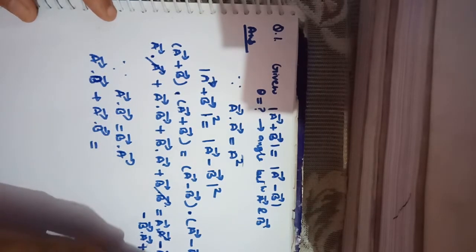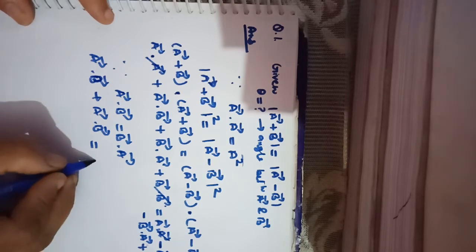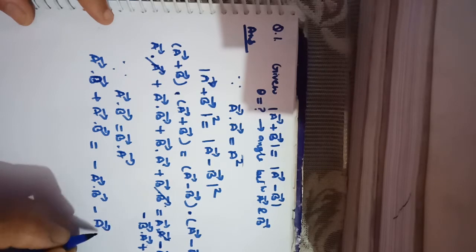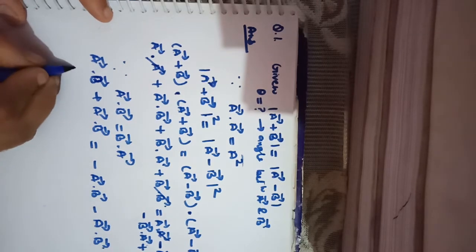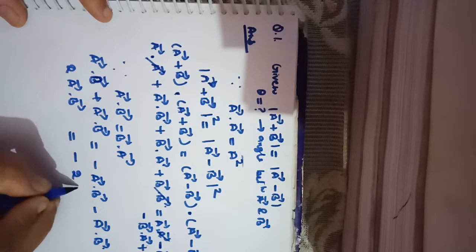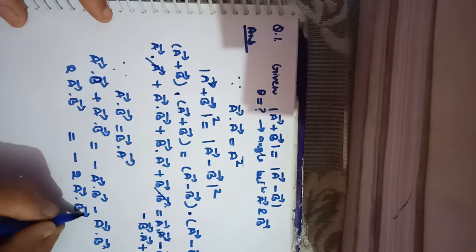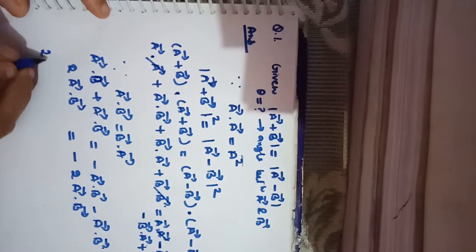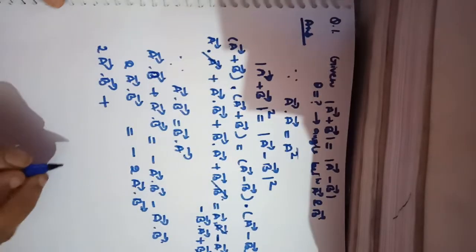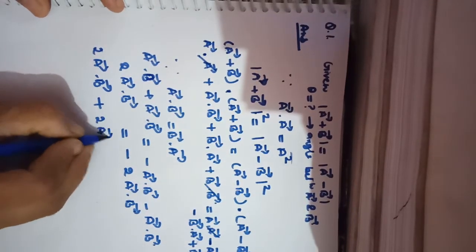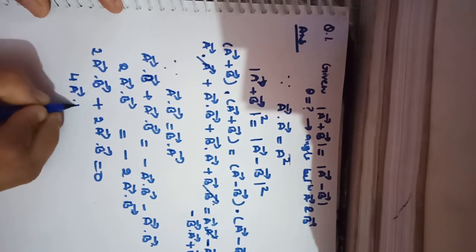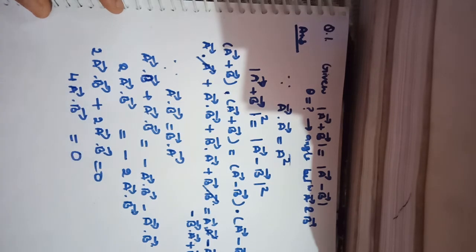Similarly here you have minus a dot b and minus b dot a, so you can write minus a dot b and minus a dot b. So here you have got twice a dot b, and here you have got minus twice a dot b. Take it this side, so twice a dot b plus twice a dot b is equal to 0, so this will become 4 a dot b is equal to 0.